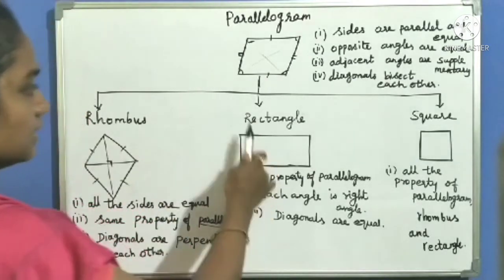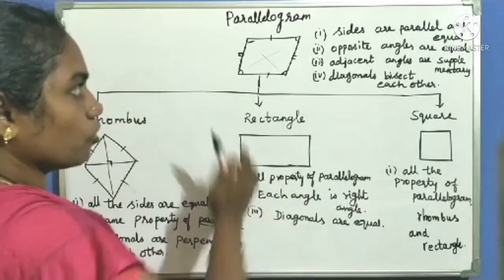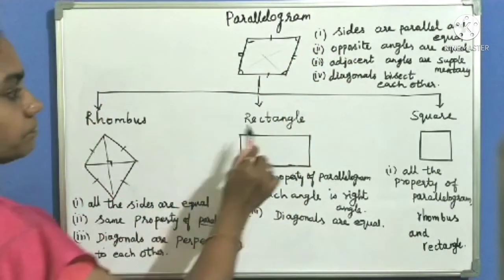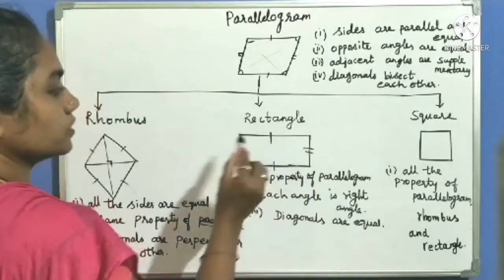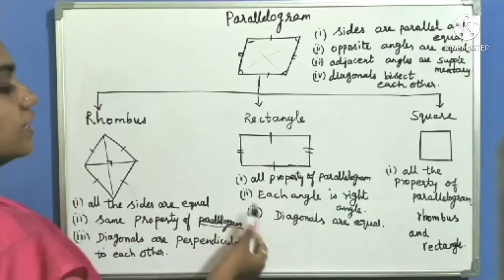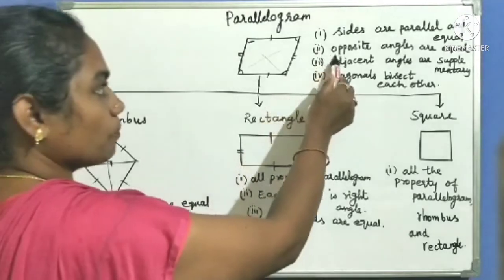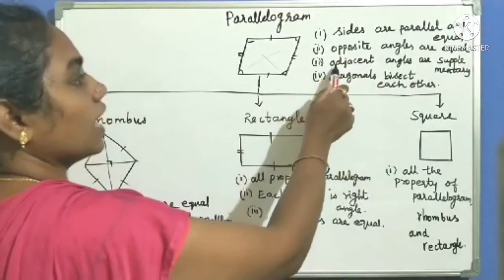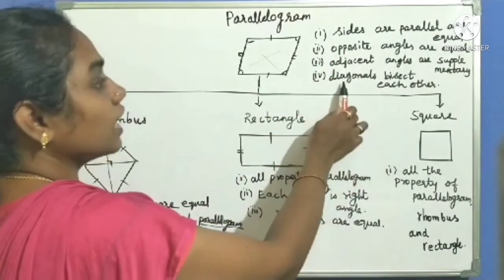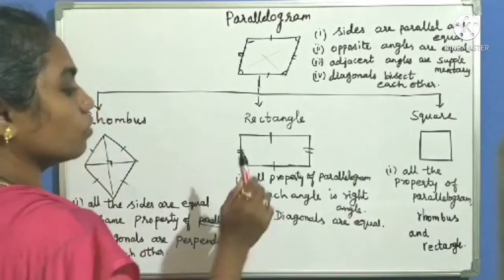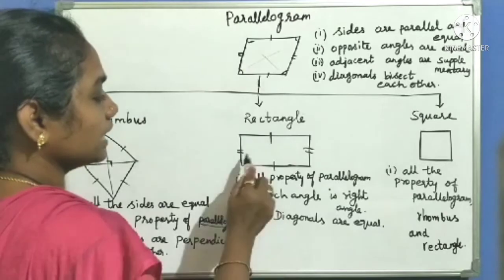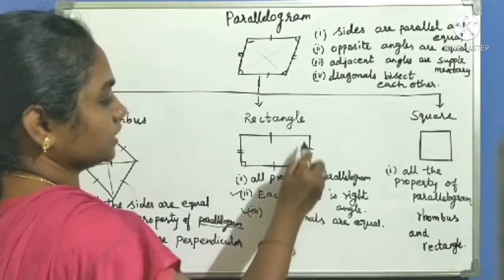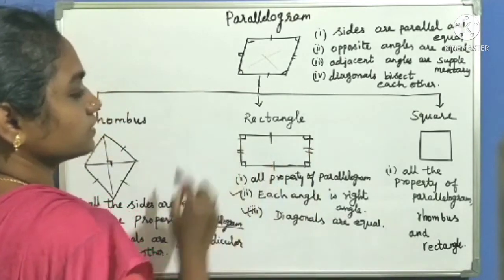Next one is rectangle. A rectangle has all the properties of the parallelogram. Opposite sides are parallel and equal, opposite angles are equal, adjacent angles are supplementary, and diagonals bisect each other. What is the special property of the rectangle? Each angle is 90 degrees.